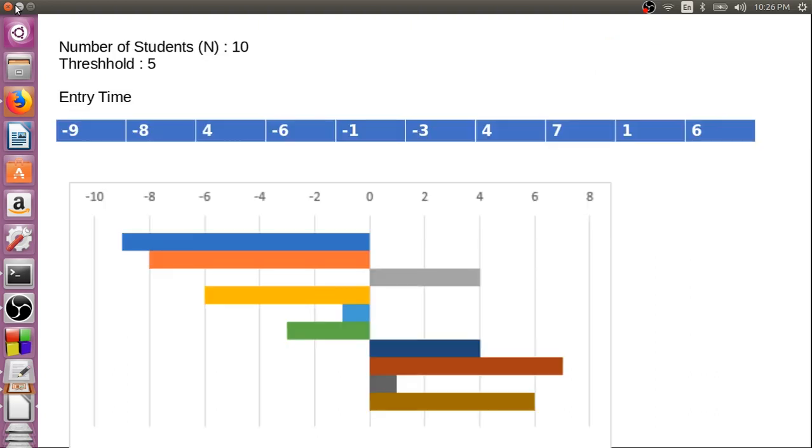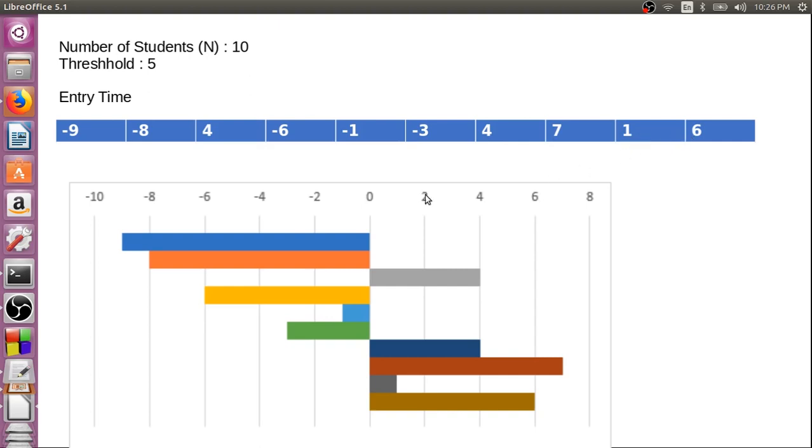Now let's take this input. There are 10 students and assume the threshold is 5 and this is the input. So the first person comes at 9 minutes before time, second person comes at 8 minutes before time, the third person comes 4 minutes late, fourth person 6 minutes before, 1 minute before, 3 minutes before, and 4 minutes late, 7 minutes late, 1 minute late, and 6 minutes late.